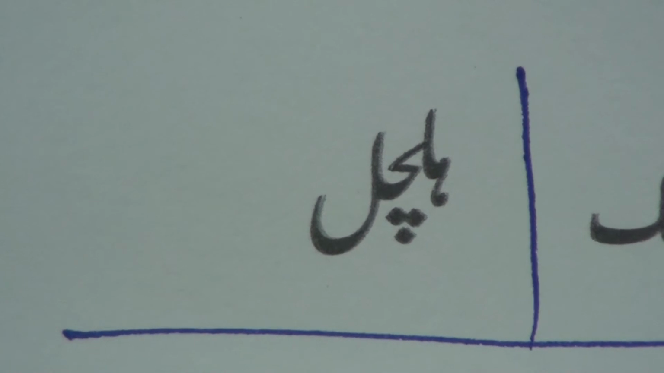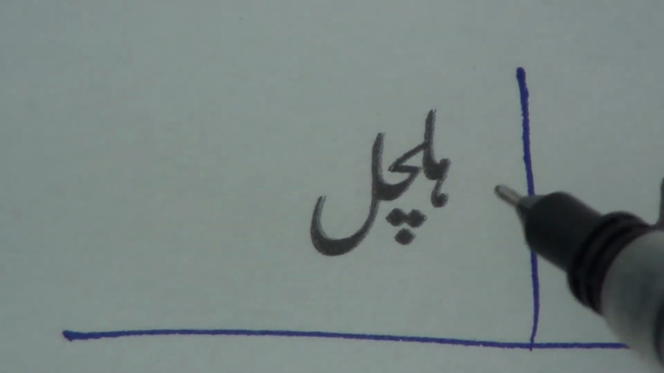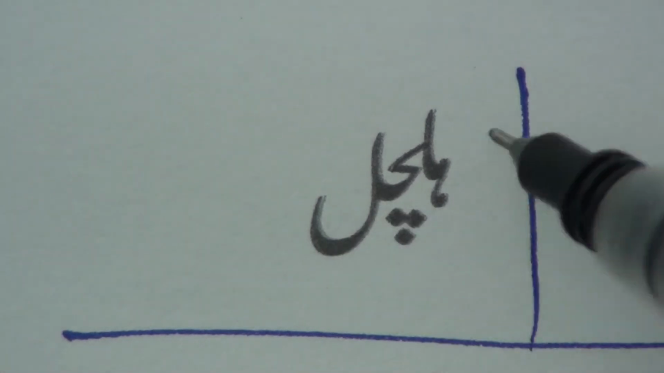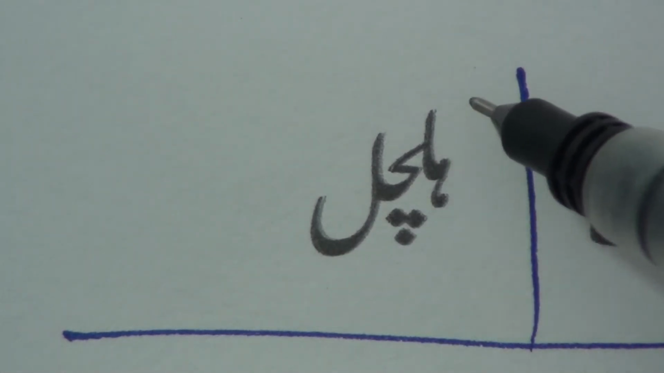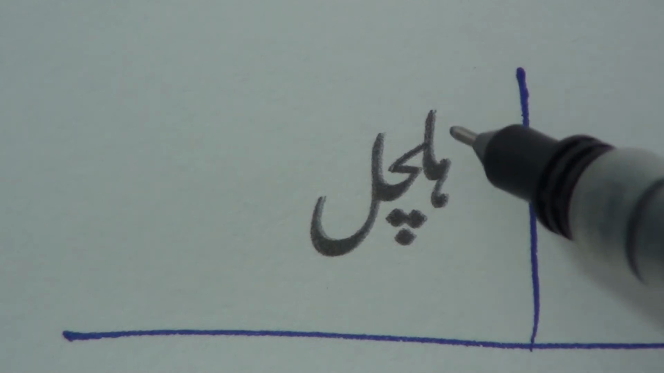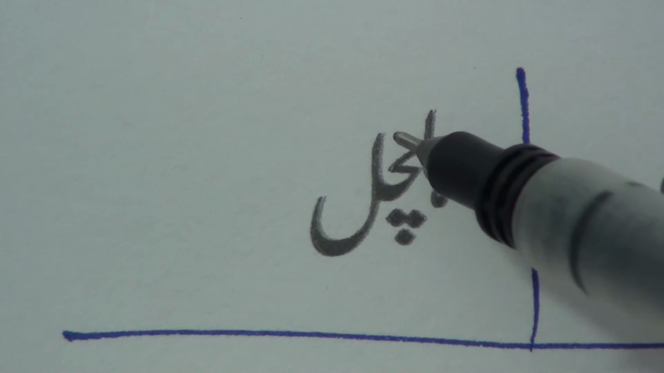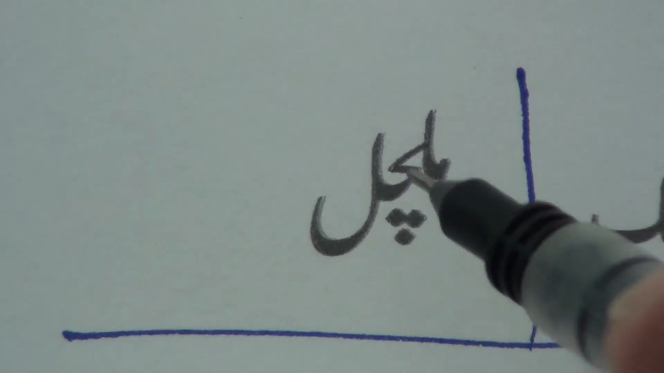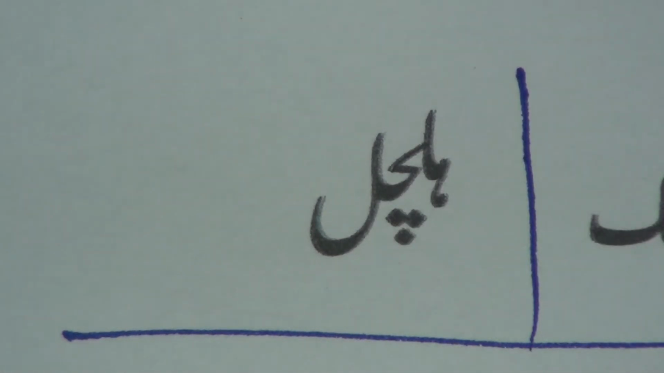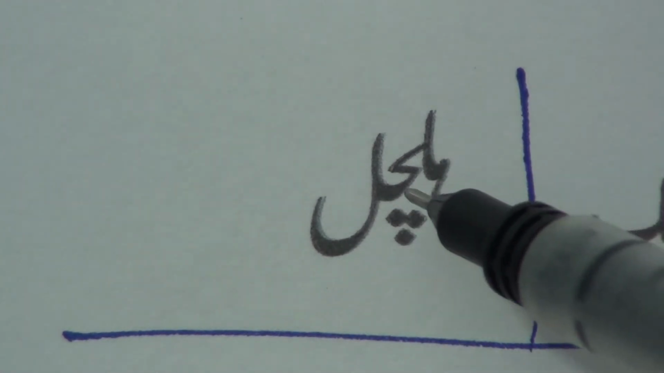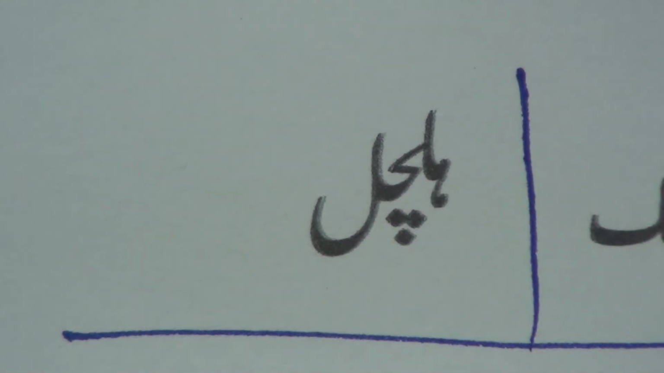Halchal. He, lam, che, lam, halchal. This is the middle lam, in the middle of the word, and this is lam at the end of the word. When lam is at the end of a word, its shape remains unchanged. He, lam, che, lam, halchal.